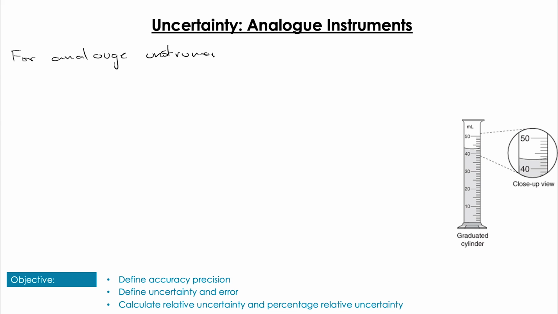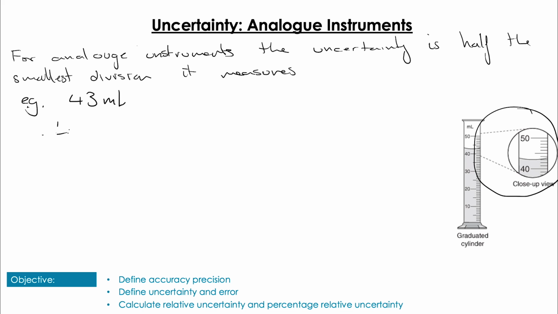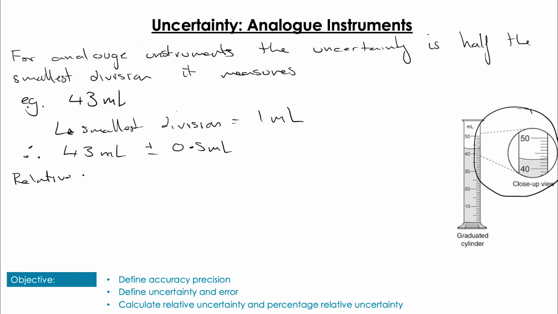So for analog instruments, the calculations remain the same. However, our absolute uncertainty is, instead of the whole smallest increment, going to be half of the smallest division that the instrument can measure. So for example, in this view of this graduated cylinder, we can see the measurement says 43 milliliters. So the smallest division is 1 milliliter. 1 milliliter then means that the uncertainty will be plus or minus 0.5 mL.